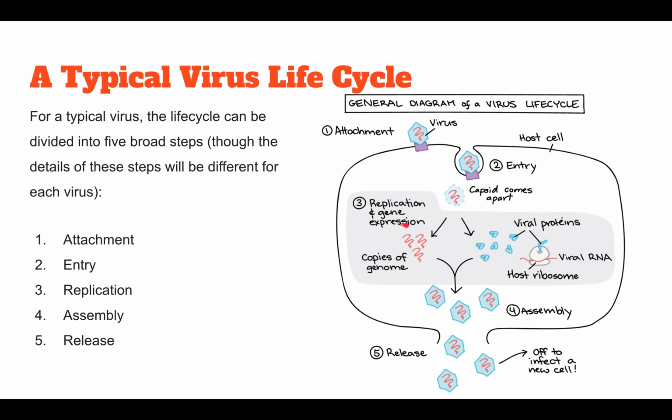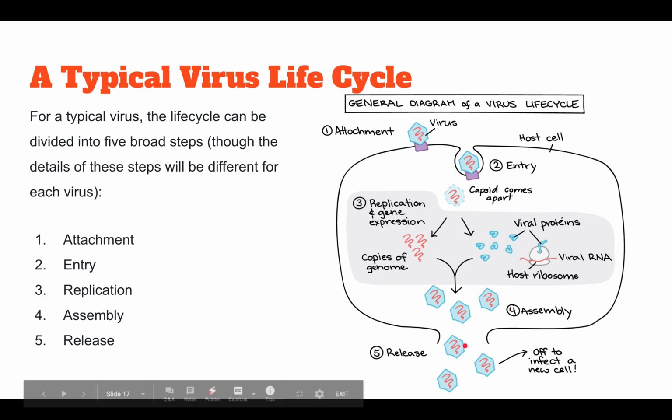Then your cell starts making all the parts. It makes the genome, it makes the proteins to make the envelope, it makes the capsid, and then the next step is put them together. And all your organelles are working hard on these new instructions they got to make this thing they don't know anything about. The final step is release, and then they're off to infect a new cell.